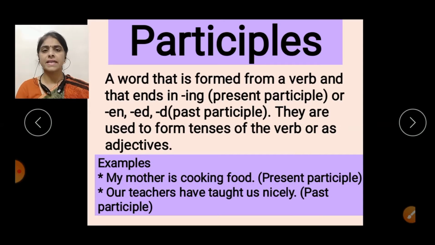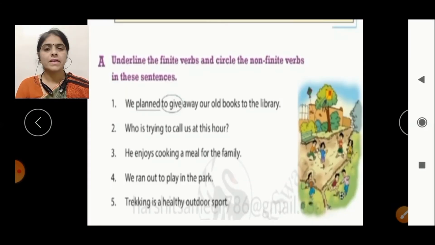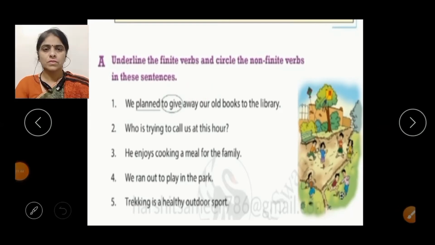Now let's have the exercises of our textbook which are related to finite or non-finite verbs. Students, here we are having the exercise A in structure, which is given on the page number 41. In this exercise, we have to underline the finite verbs and circle the non-finite verbs in these sentences. So the first sentence is done for you, and that is, we planned to give away our old books to the library. In this sentence, planned, which is changed according to the person, subject or tense, is a finite verb, and to give is a non-finite verb.